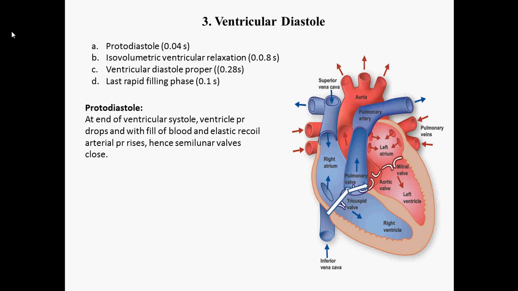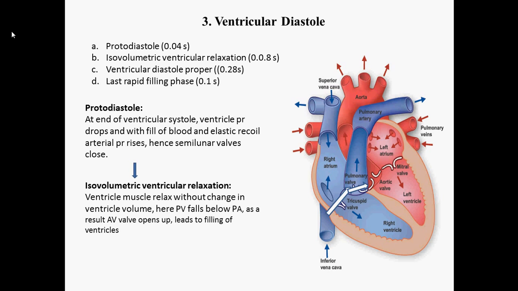Now you can see the semilunar valve is closed. You can see in the diagram the semilunar valve is closed. So now again the ventricle is a closed chamber. Semilunar valve is closed, atrioventricular valve is already closed, and there is no blood entering the ventricles. The ventricle muscles are relaxing. So phase protodiastole is over.